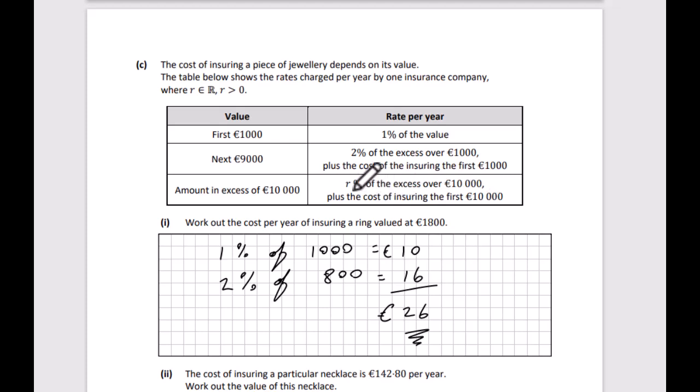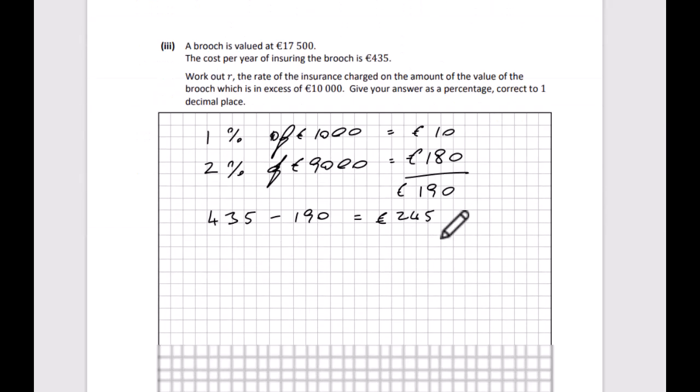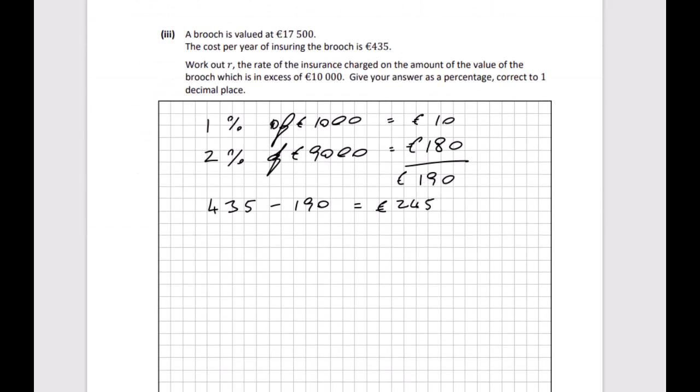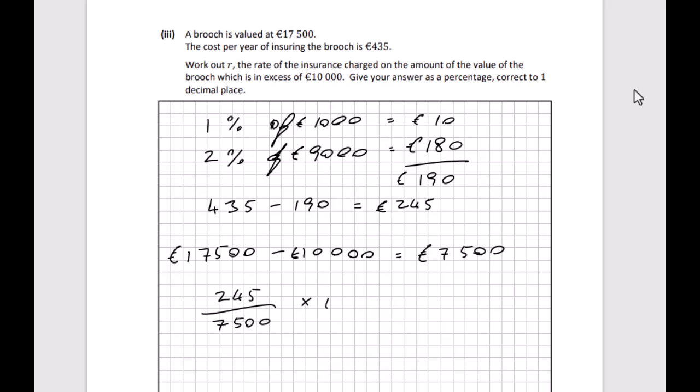So that's going to be the amount insured in this part of the table here. So they got a certain percentage of something to give them €245. So the value of the brooch again is €17,500. The first 1% and 2%, that's going to represent a value of €10,000. So this €245 is going to be the insurance cost for anything over €10,000. So we're not really interested in the first €10,000. So we've got to subtract that, and that'll give us 7,500. So you want to really know what 245 is as a percentage of 7,500.